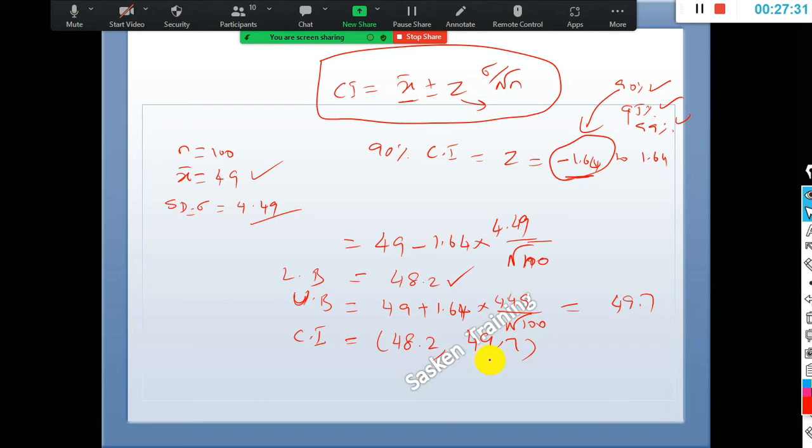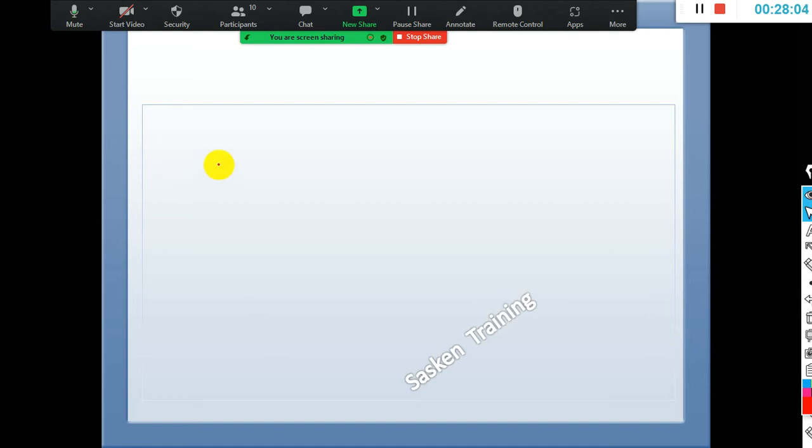So the population mean can fall anywhere between 48.2 and 49.7 with a 90% confidence level. How do we interpret this? If you repeatedly draw several samples with sample size 100, there is a 0.95 probability that the confidence interval will contain the true value of the population mean. This is how you need to interpret this. Let me write it here.